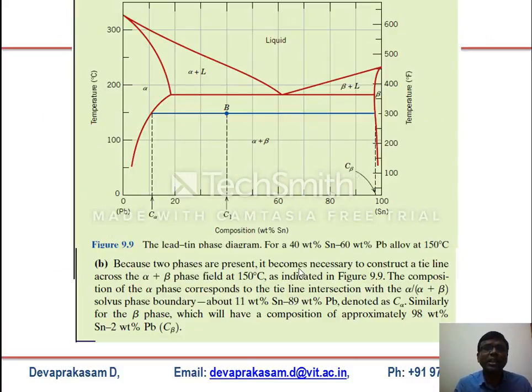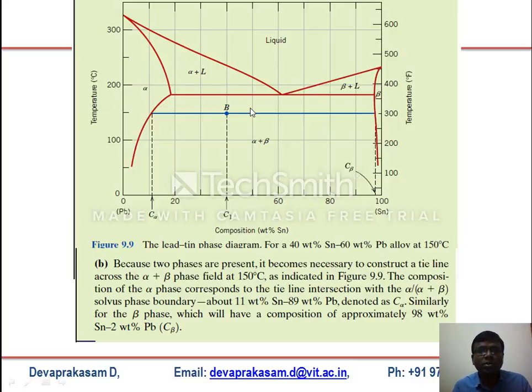This is the phase diagram. Again, look at it. We have marked here point B. That is where we are talking about 40 and 60. So look at that, this is the C1. C1 is exactly the point B. You drop a line from the point B, that is 40 weight percentage tin and 60 weight percentage lead, and the temperature is 150. That is how you have to mark it.